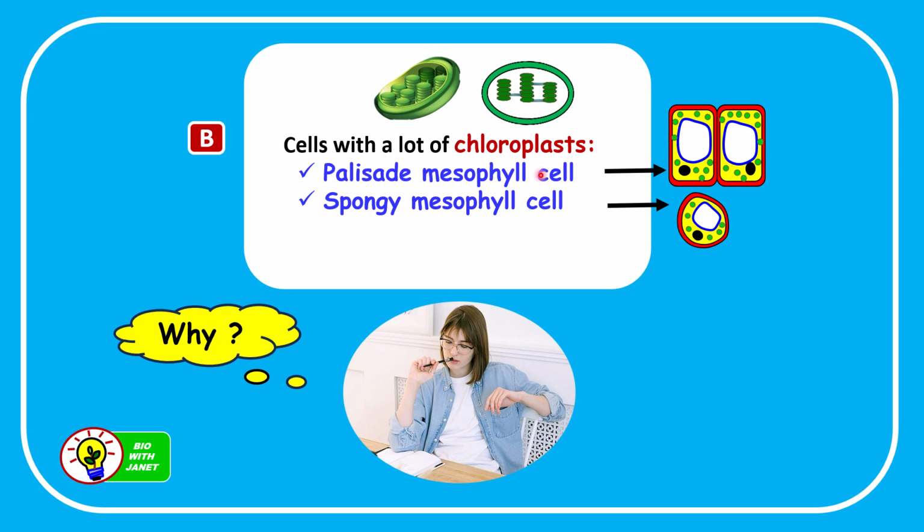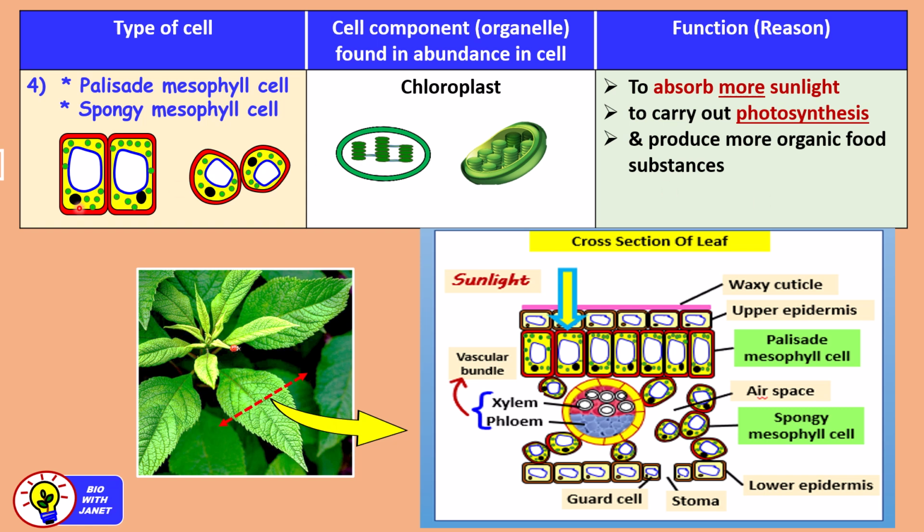Now, cells with a lot of chloroplasts include the palisade mesophyll cell and the spongy mesophyll cell. Why do they have a lot of chloroplasts? Let's find out more. Palisade mesophyll cells and spongy mesophyll cells in the leaf have a lot of chloroplasts to absorb more sunlight. Remember, you must have this word more, a comparison, as compared to other types of cells. To absorb more sunlight to carry out photosynthesis to produce more organic food substances.